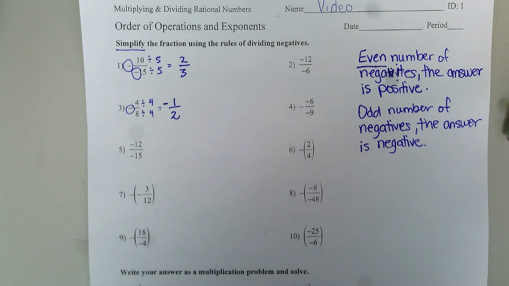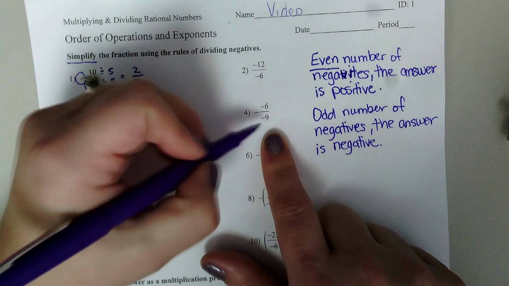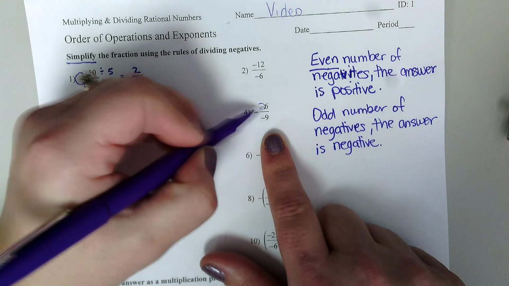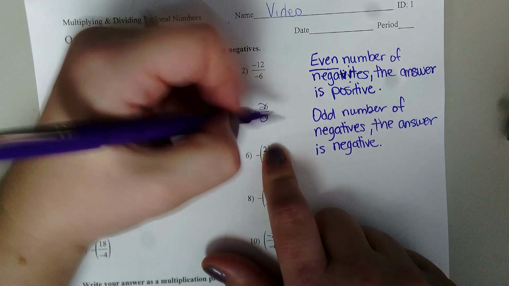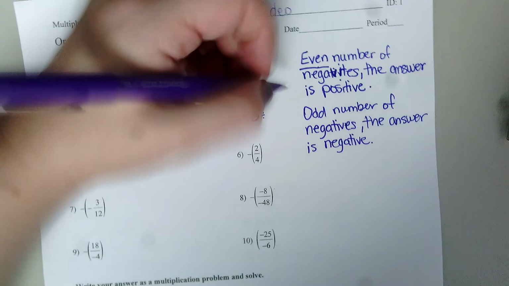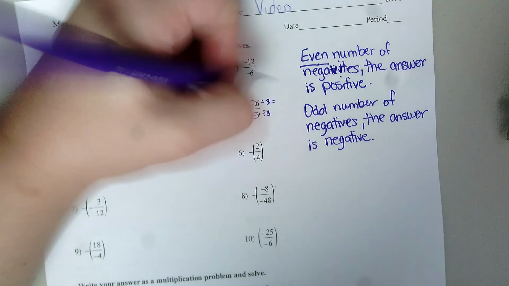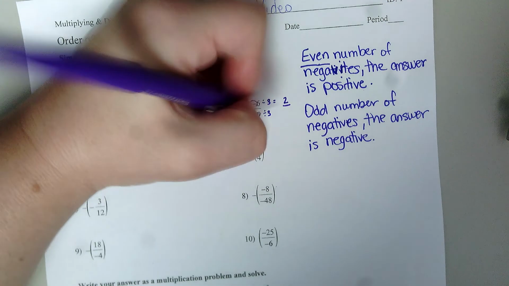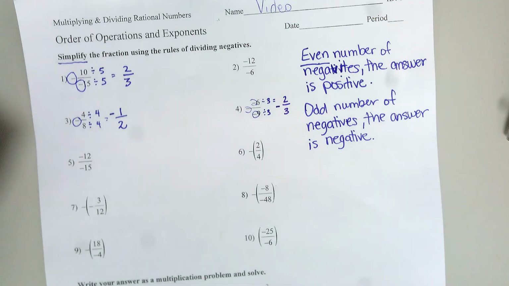Okay? Let's look at number 4. Number 4 has got how many negatives? 1, 2, 3 negatives. So if we have an odd amount of negatives, our answer is also negative. So now we simplify 6/9. And we say, let's see, 3 is a factor of 6 and also a factor of 9. So 6 divided by 3 is 2, and 9 divided by 3 is 3, and our answer is negative.